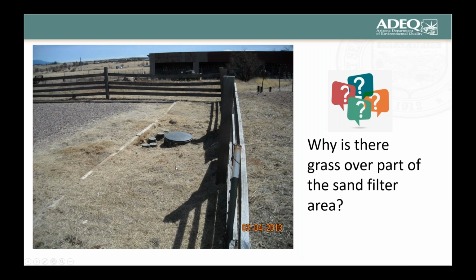But my question when I was doing an inspection on this, and you notice the guy was very nice. He weed whacked and cut everything down so you didn't have to worry about getting bit by a snake or anything. So why is there grass over part of the sand filter area? Notice there's grass here, but there's no grass out here. Why is that?